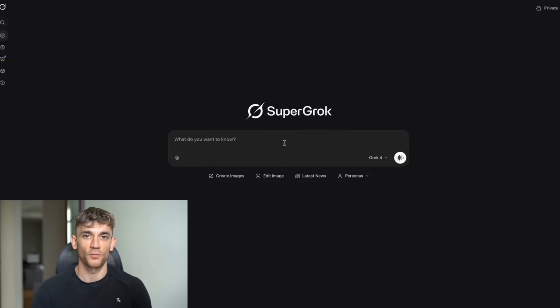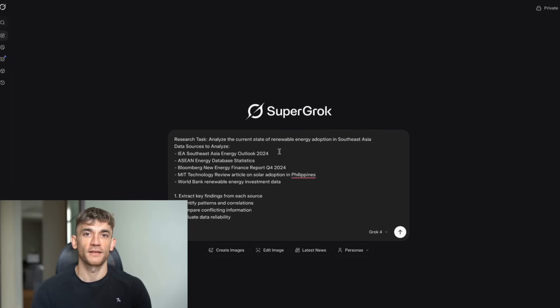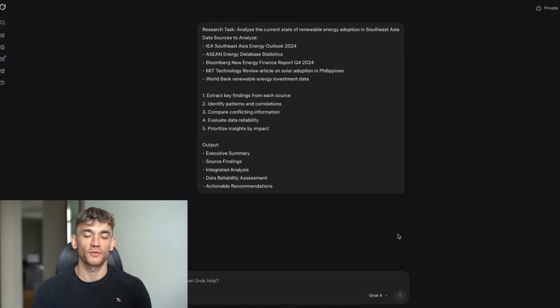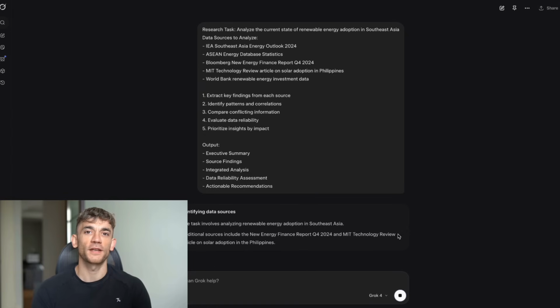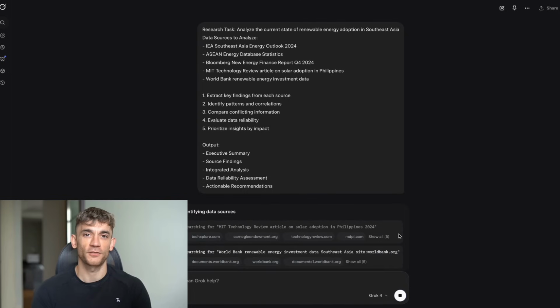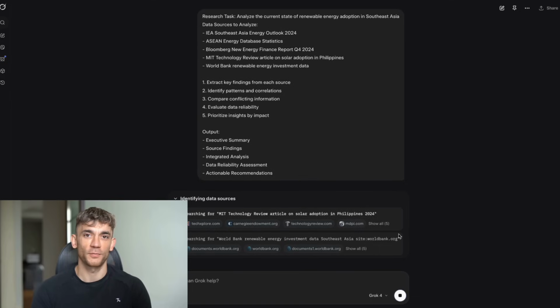The third test almost broke Grok 4 completely. This test was called multi-source research. I asked Grok 4 to research renewable energy in Southeast Asia. I gave it 5 different sources to look at: government reports, energy databases, financial data, news articles. I wanted it to read everything, find patterns, compare the sources, tell me which ones were reliable, and give me actionable advice. This is the kind of research that consultants charge thousands for. If Grok 4 could do this, it would be a game changer.